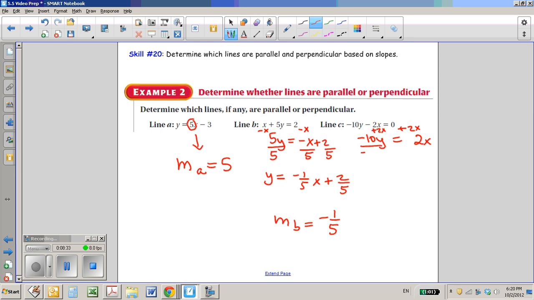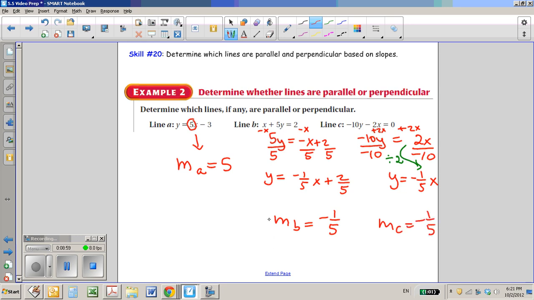So first we added the 2x. Now we have this -10, so we're going to divide both sides by -10. And I get y is equal to -1/5x. And how did I get this -1/5? Well, I simply reduced, right? So we have 2/10. They both can be divided by 2, and they become -1/5. So our slope for line C is -1/5.